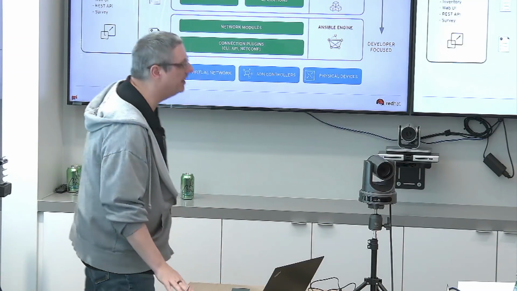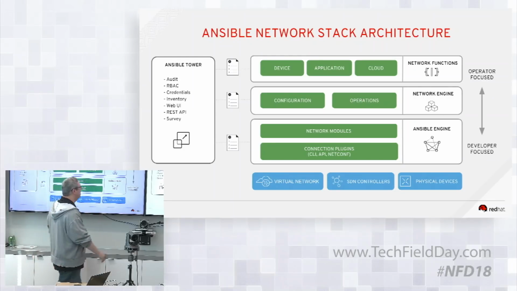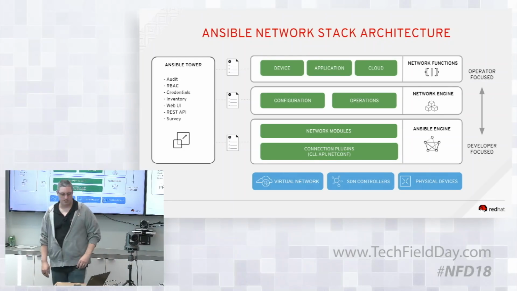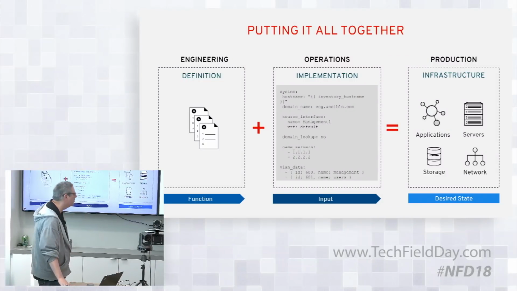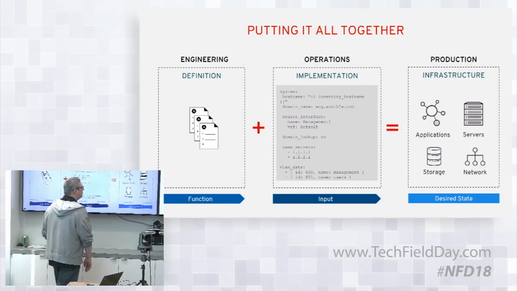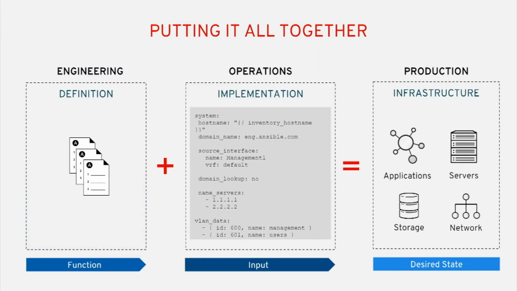And then last but not least, Ansible Tower comes over the top and provides all of this great functionality that we're going to start looking at. So, putting it all together, we've got a function, which lines up with the concept of engineering. Go off and do something. Then we've got operations that provides specifics for the implementation, and the output from that ends up being production-grade infrastructure.